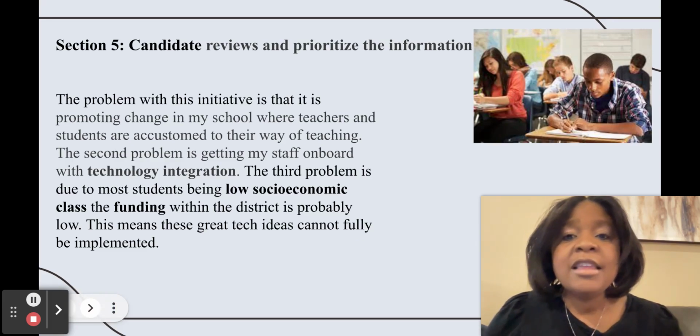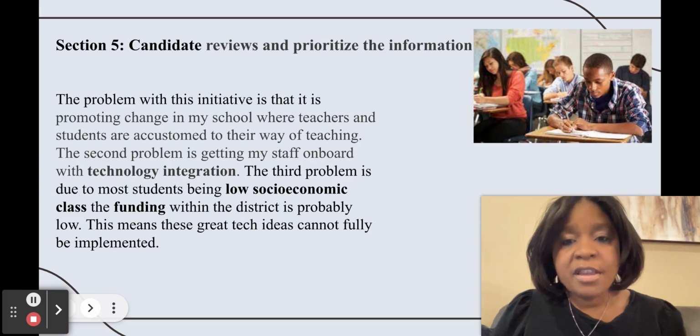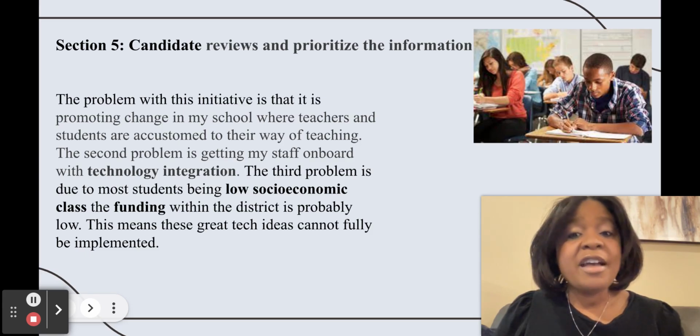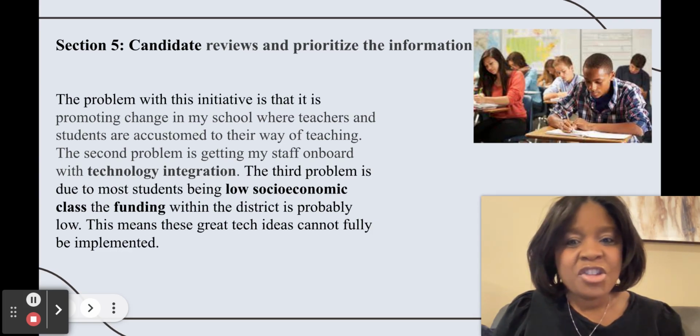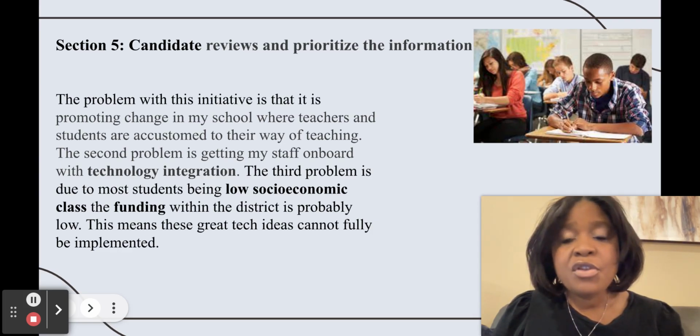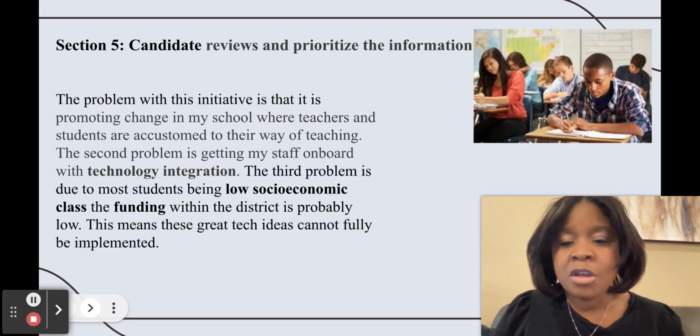Section 5, candidate reviews and prioritizes the information. The problem with this initiative is that it is promoting change in my school where teachers and students are accustomed to their ways of teaching. The second problem is getting my staff on board with technology integration. The third problem is that most students are low socioeconomic class, and the funding within the district is probably low to match. This means that these great tech ideas cannot fully be implemented.